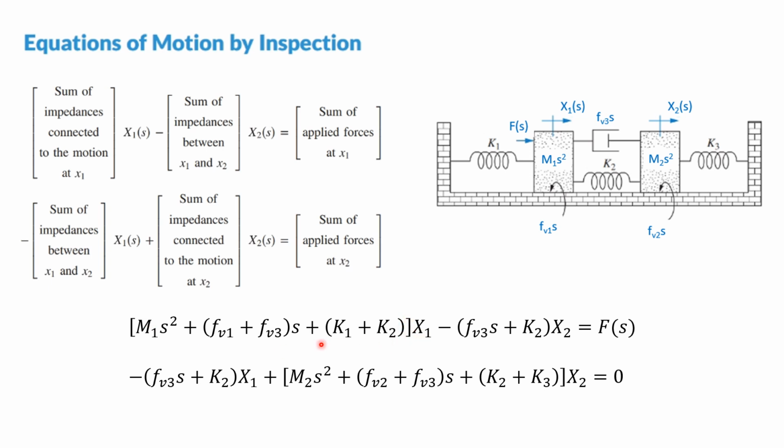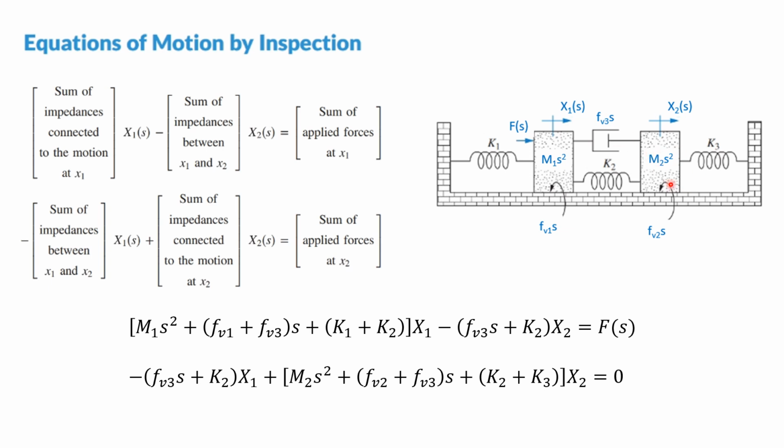So this bracket here is simply this box here. Now this one is minus, so the minus sign is here. Some impedances between x1 and x2. What is between this block and that block are these two: Fv3 times s plus K2, times x2. Now this equals the sum of applied forces at x1. Is there an applied force acting on this block? Yes, it's this force here.